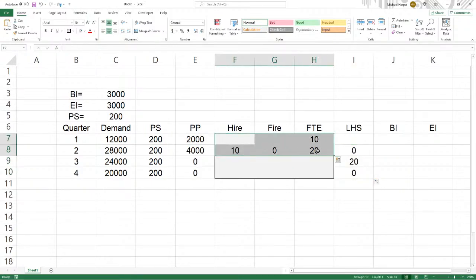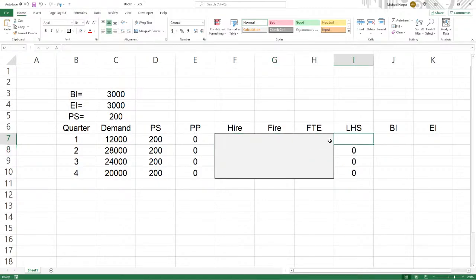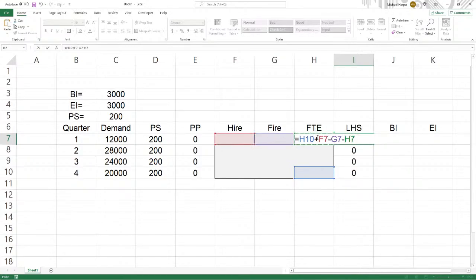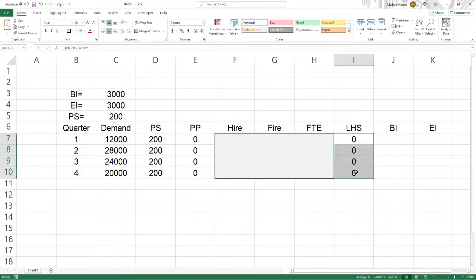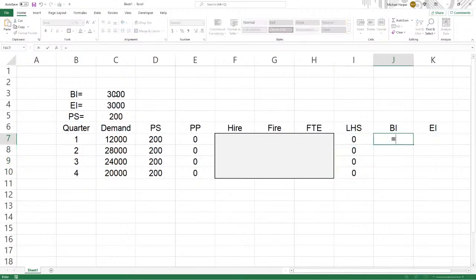So I essentially want that on every single one of these. Okay, now let me just delete these. Now, the previous FTE here is the fourth quarter FTE plus what I hire in this quarter minus what I fire minus the FTE in that quarter. So there's my equilibrium equations that I want all these to be 0. That means from quarter 1 to quarter 2, 2 to 3, 3 to 4, 4 to 1, they're all going to either hire or fire, they're all going to be equal. Now our beginning inventory simply equals our beginning inventory there.